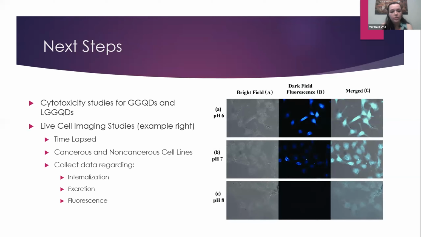We already performed those tests for RGQDs and Al RGQDs, and both of them have shown very low levels of toxicity. And then we would move on to live cell imaging studies.